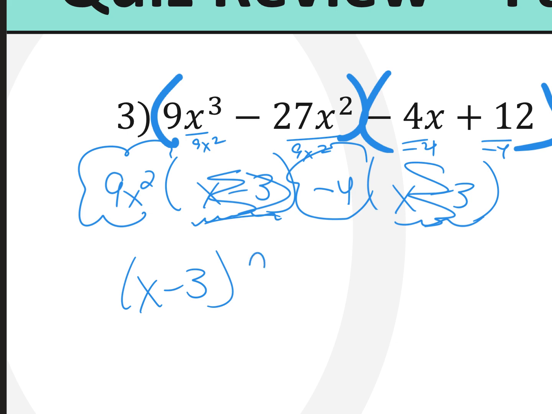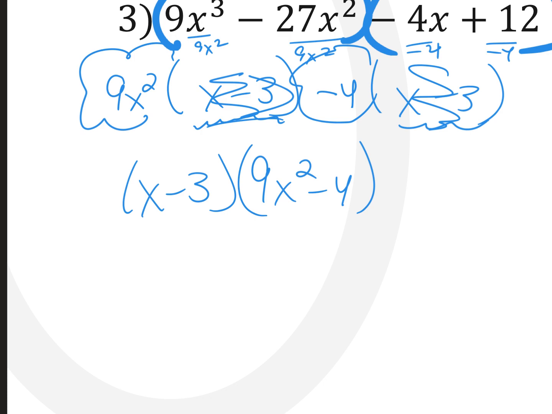It gets its own parenthesis, 9x squared minus 4. And we say, oh, I'm so glad I got that done. Check. I have 2 terms left. Is there a minus sign in the middle? Yes. Is 9 a perfect square? Is x squared a perfect square? Is 4 a perfect square?